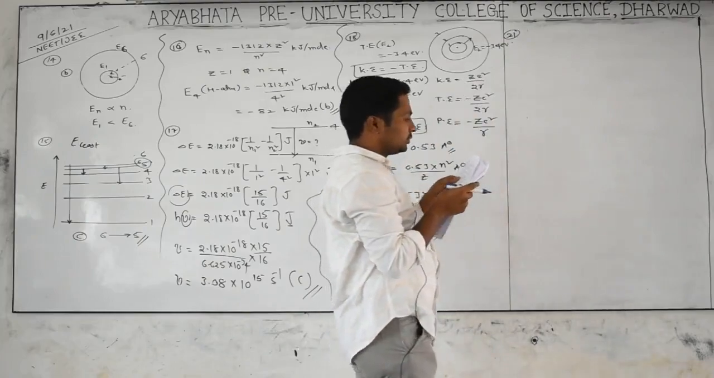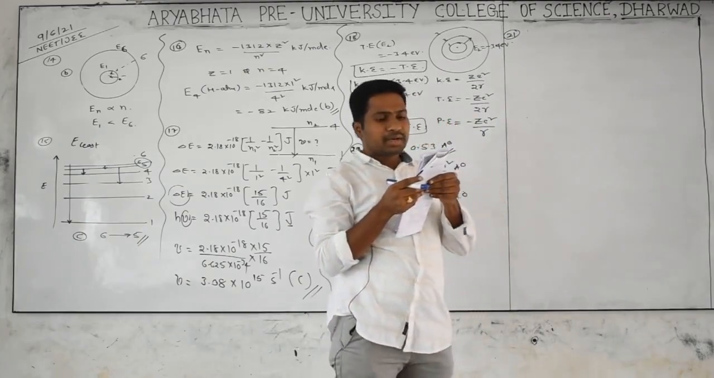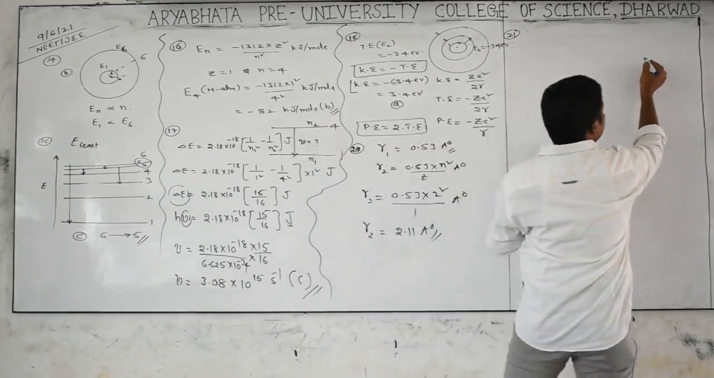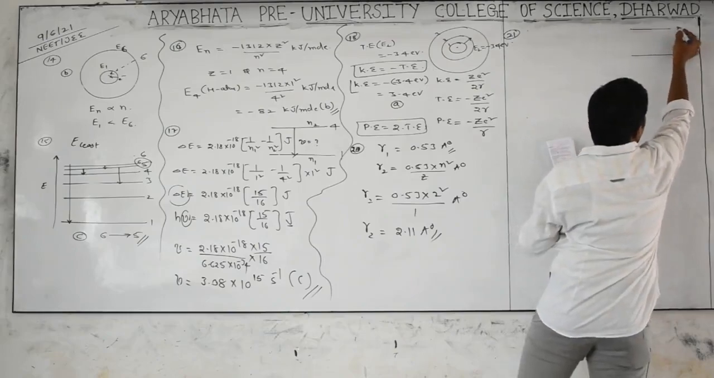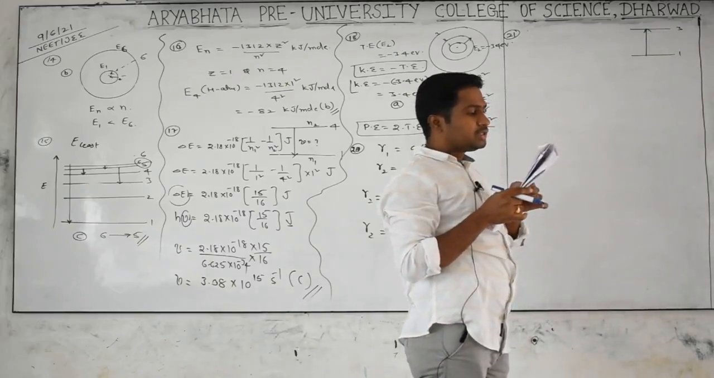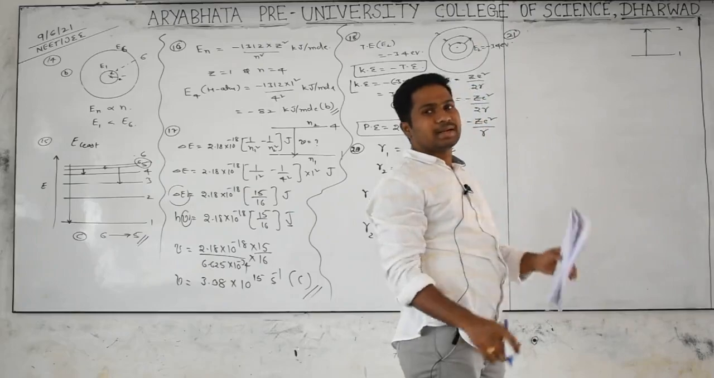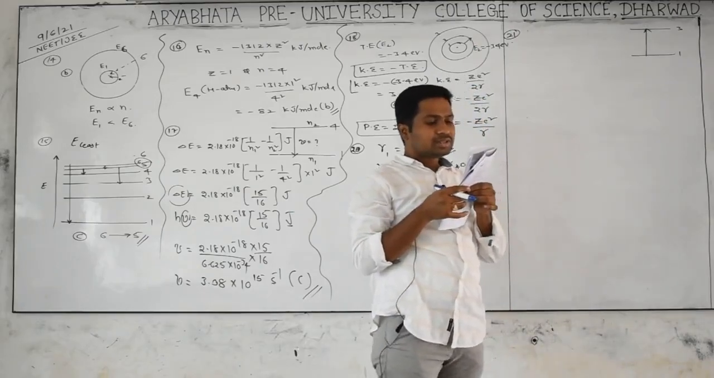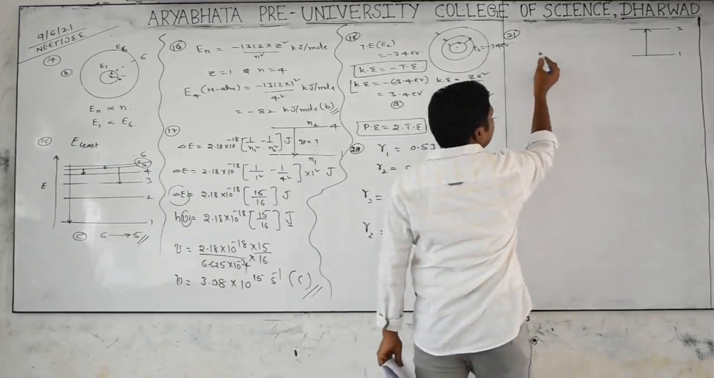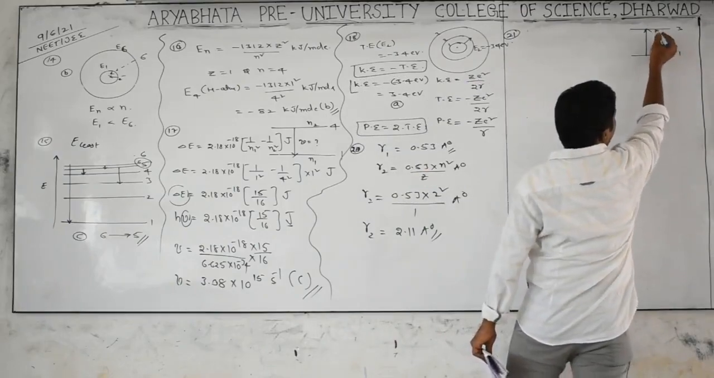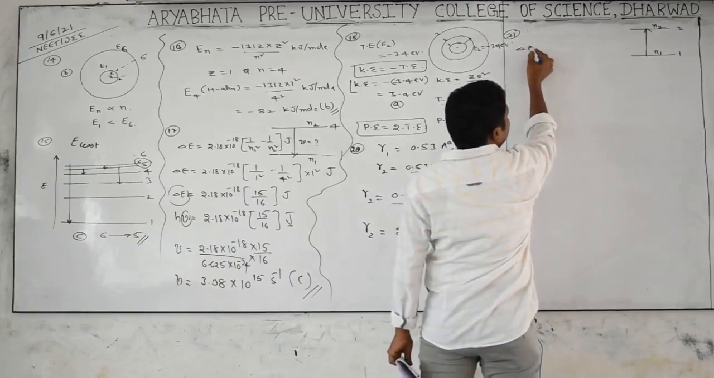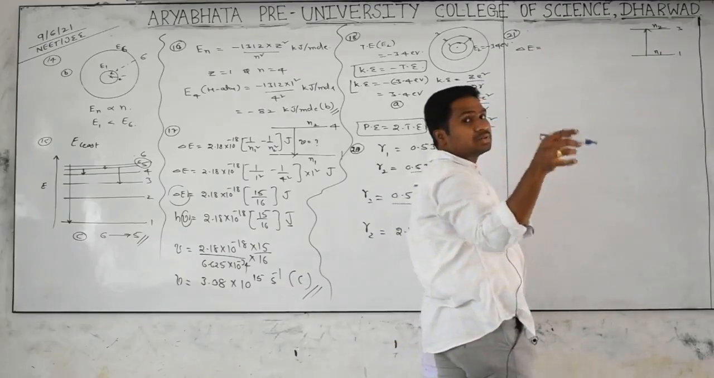What is that one? In Bohr's model of an atom, when an electron jumps from the first level to the third level, how much energy will be emitted or absorbed in this transition? Check it. The answer is asked in ergs. So we have to take the energy difference. The lower orbit is n1, the higher orbit is n2.